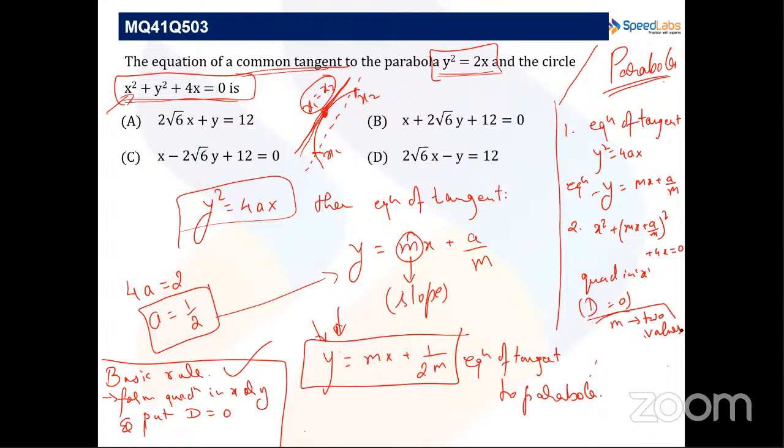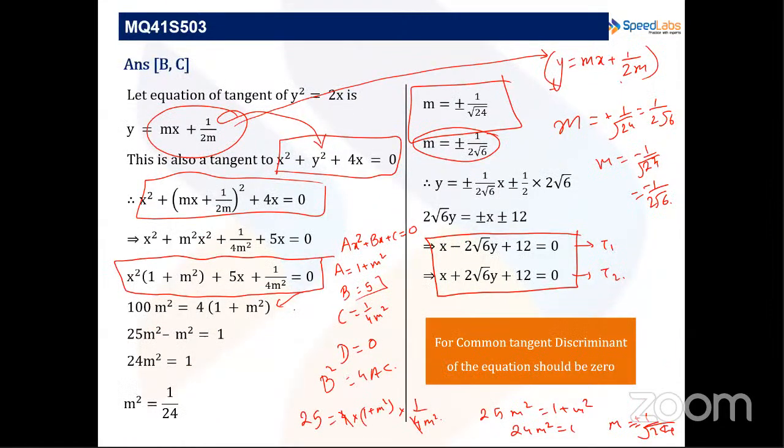Now, from these two values of m, we will substitute them in the equation of tangent. Let's say it is equation 1, and we will get two equations of the tangent at a point. Moving to the next question.